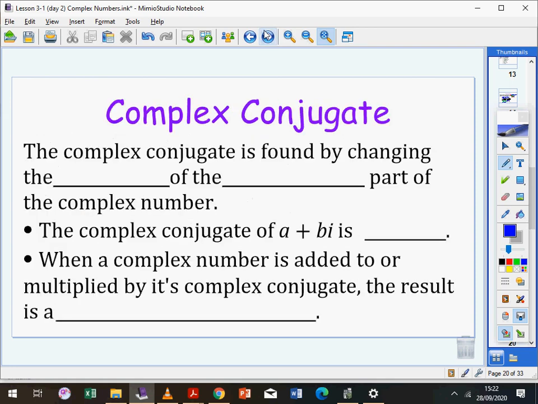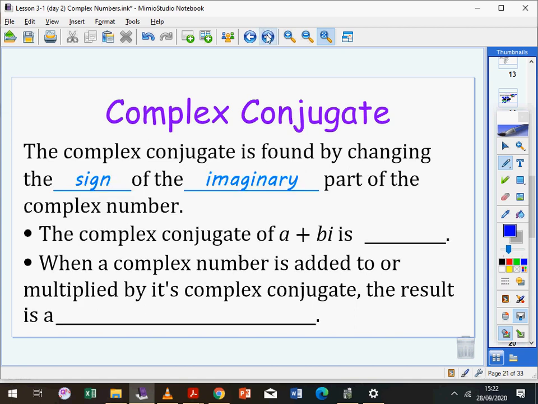Now there's something called a complex conjugate. In mathematics, a conjugate can be a number. In this case, a complex conjugate is going to be a number that is the opposite of the complex number. It is formed by changing the sign of the imaginary part of the complex number. So the complex conjugate of a plus bi will be a minus bi, because we've changed the sign of the imaginary part of the complex number.